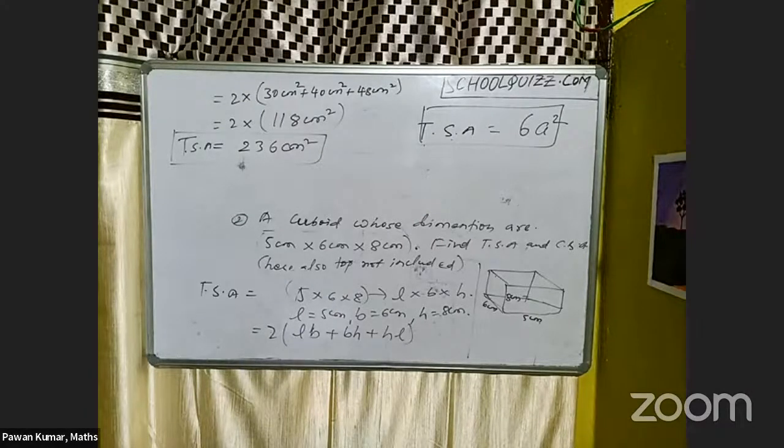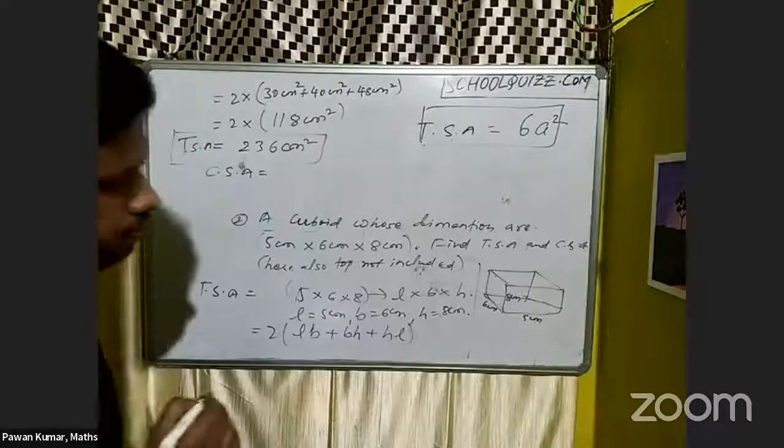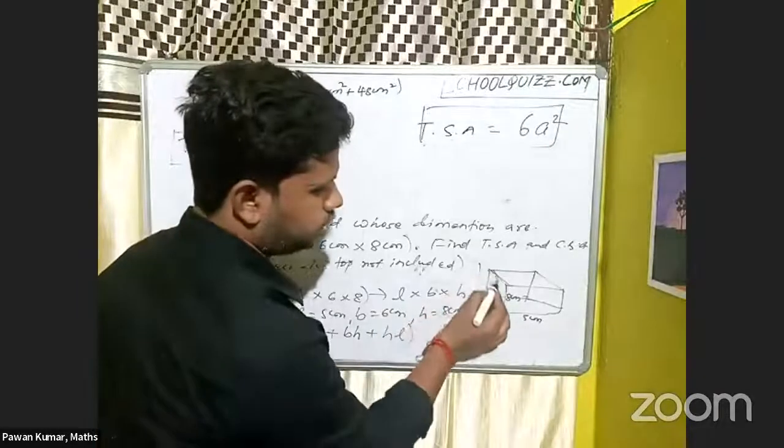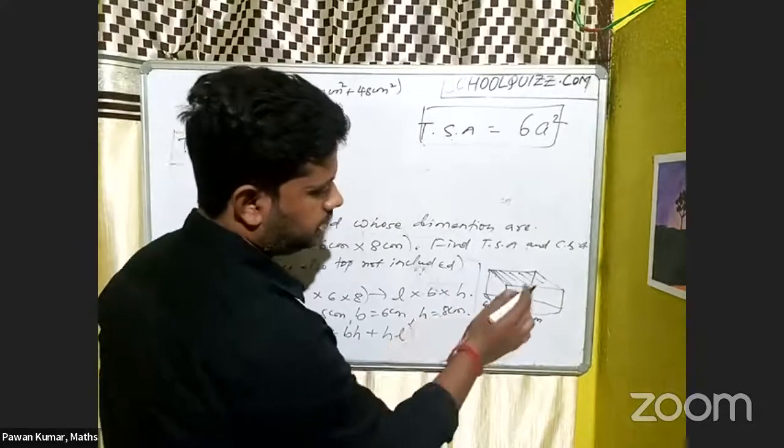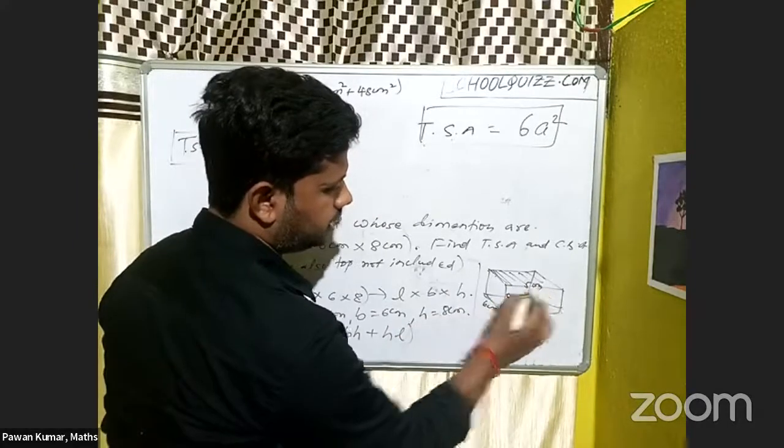Understand this? So now, for CSA, you have to see which part they mentioned, the top part. So this part you have to ignore. This part is nothing but length, which is included here: 5 centimeter.